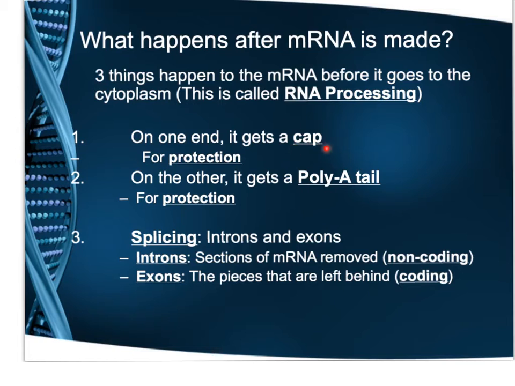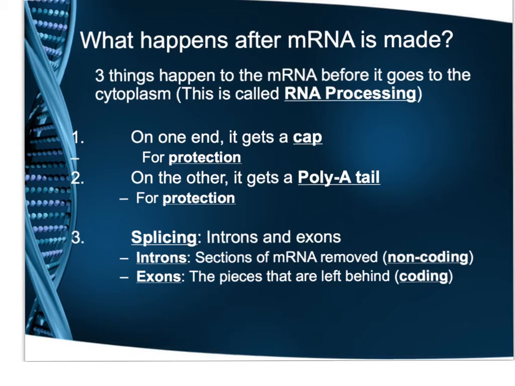If it doesn't get a cap, or if it doesn't get this poly A tail, A again is just for adenines, but it'll get this kind of string of adenines at the end of it. If it doesn't get these two things, then the cell doesn't recognize it as being complete, and the cell will try and fight against that piece of RNA and usually will destroy it. So both of these things are used for protection.